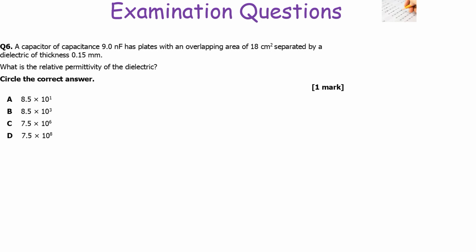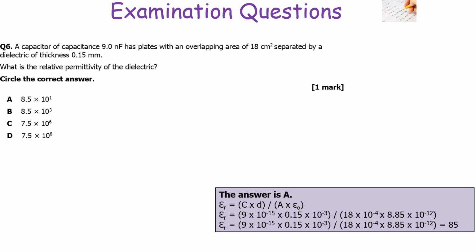Right, what you've got to do is firstly make relative permittivity the subject of the equation. Now the equation is given to you in your equation book, but it has capacitance as the subject. So you rearrange it and make relative permittivity ER the subject of your equation. So you say ER is equal to C times D over A times epsilon 0. Now epsilon 0 is given in the equation book, it's 8.85 times 10 to the minus 12.